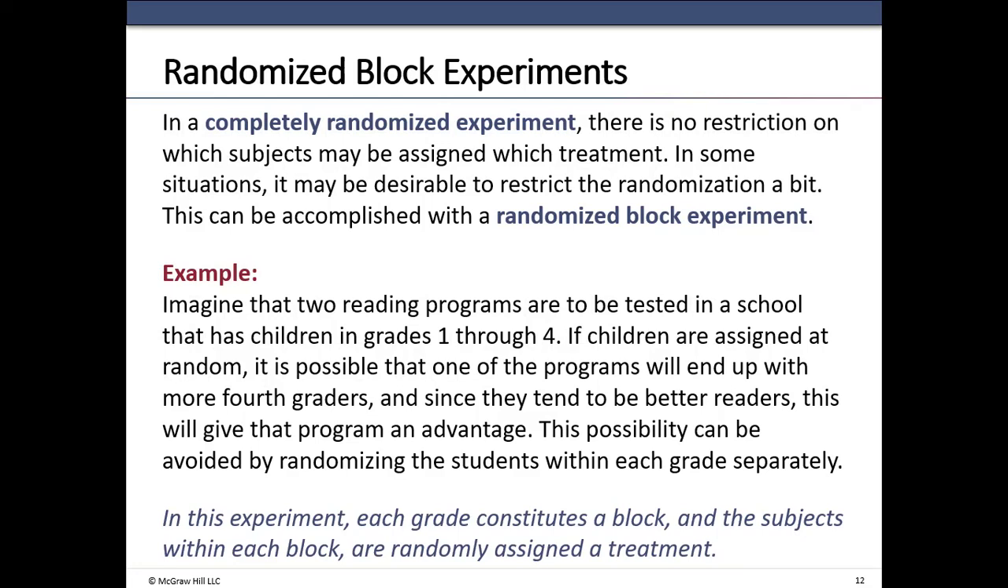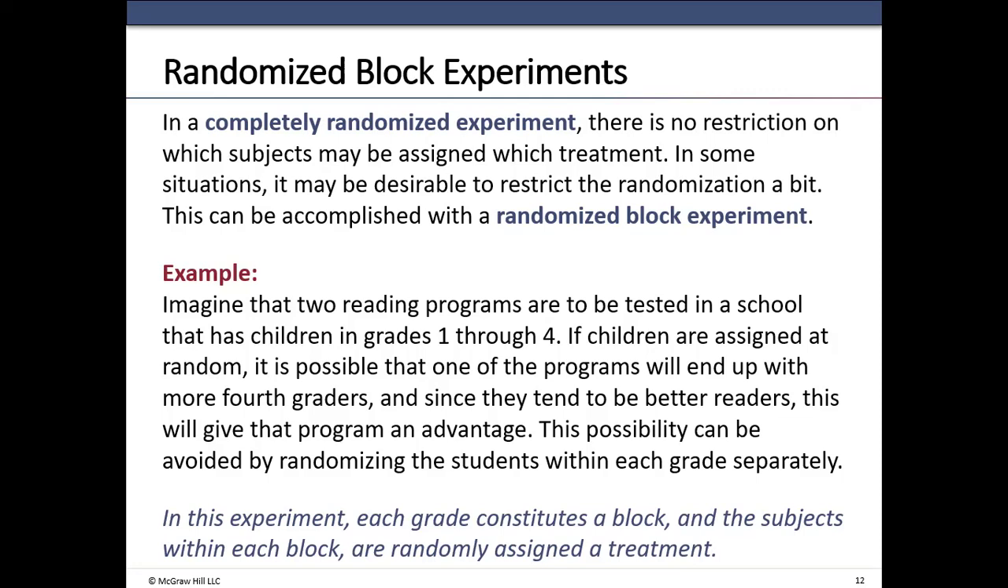In this experiment, each grade is a block: grade 1 is a block, grade 2 is a block, grade 3 is a block, grade 4 is a block. And the subjects within each block are randomly assigned to a treatment. So grade 1 is divided randomly into two groups. One of the groups in the grade 1 block will get the regular method of teaching. The other group will get the new method of teaching.